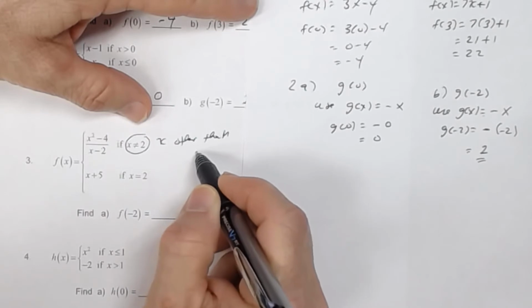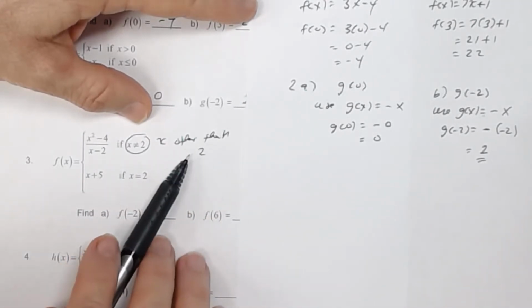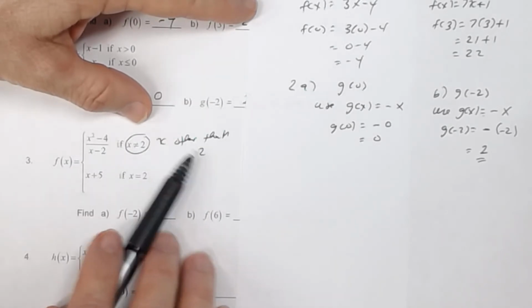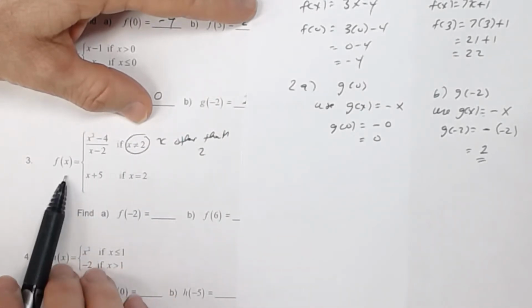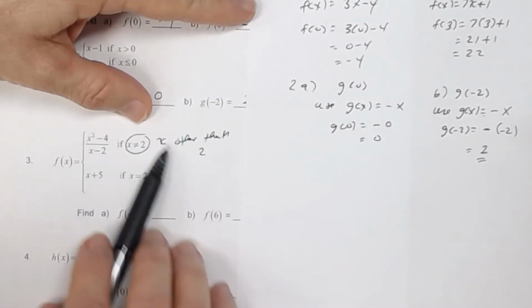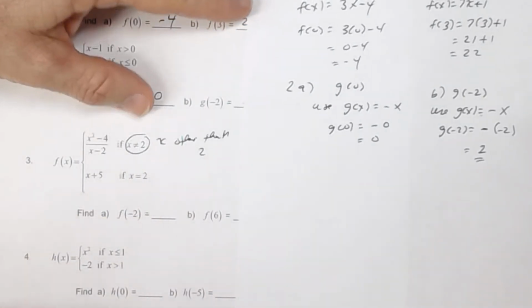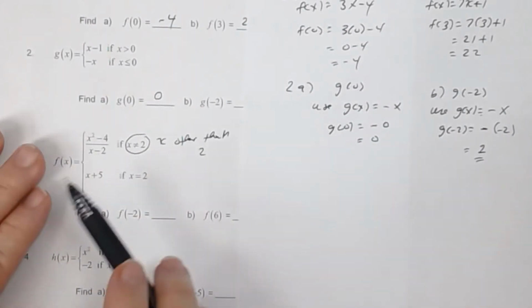Other than 2. Okay? So if x is 2, I use this one. If x is something other than 2, like 3, 2.7, negative 6, negative 5.5, I use this one. So when's the only time you're ever going to use this one? Only one time, and when is it? When x is 2. Everything else, you're going to use this. Every other value in the domain, you're going to use this.